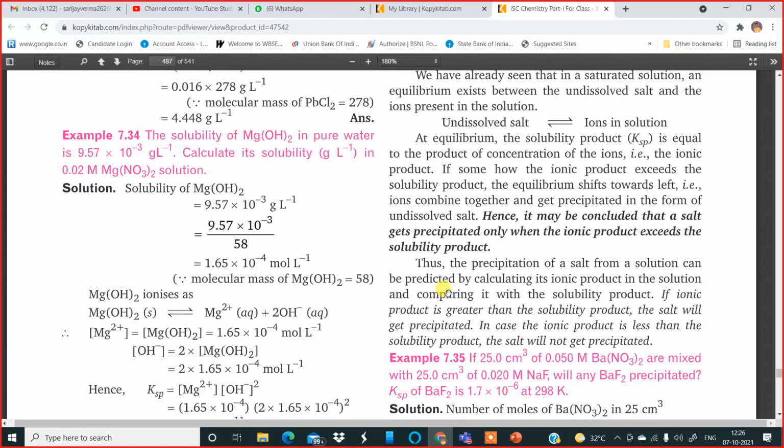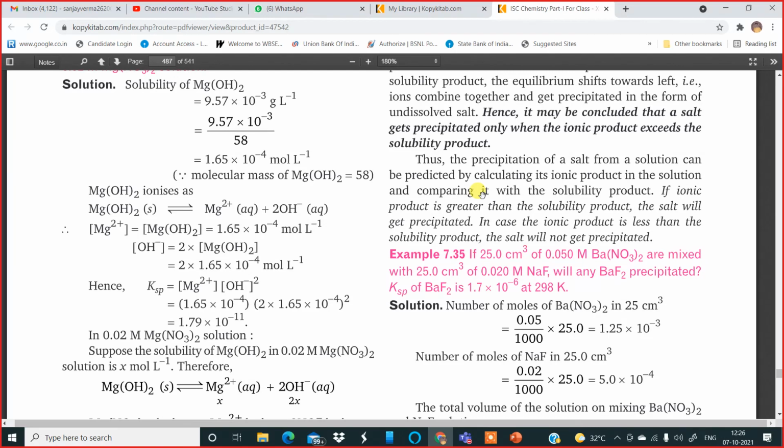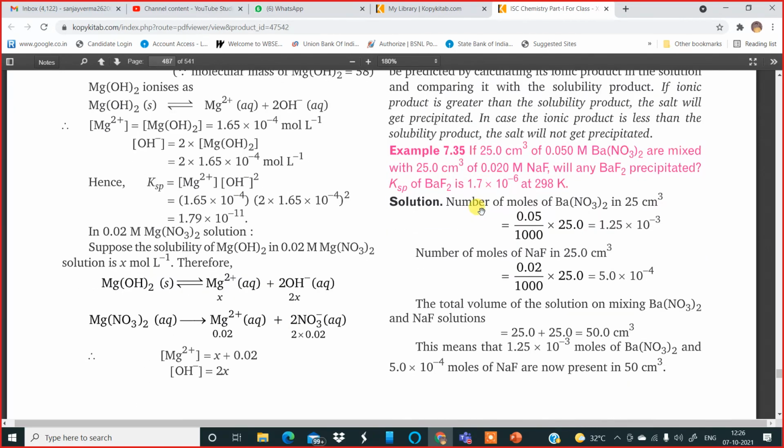from a solution can be predicted by calculating the ionic product in the solution and comparing it with the solubility product. If the ionic product is greater than the solubility product, the salt will get precipitated. Otherwise, if the ionic product is less than the solubility product, the salt will not get precipitated. There is a numerical based on this concept. Example 7.35: 25.0 cm³ of 0.050 M barium nitrate is mixed with 25.0 cm³ of 0.020 M sodium chloride. There is a reaction between barium nitrate and sodium chloride to form barium chloride and sodium nitrate. Will any barium chloride get precipitated? That is what they ask. They give the KSP value of barium chloride as 1.7 × 10^-6.